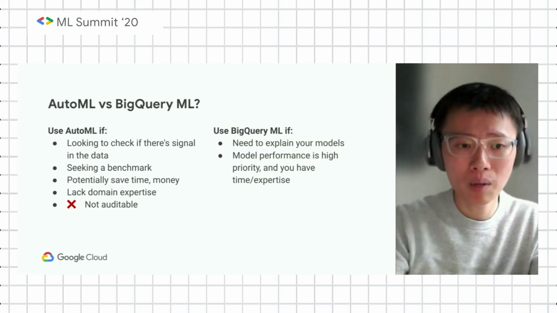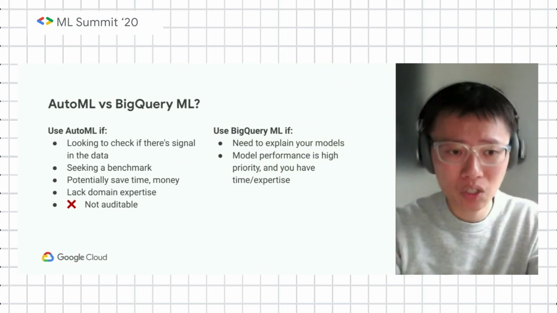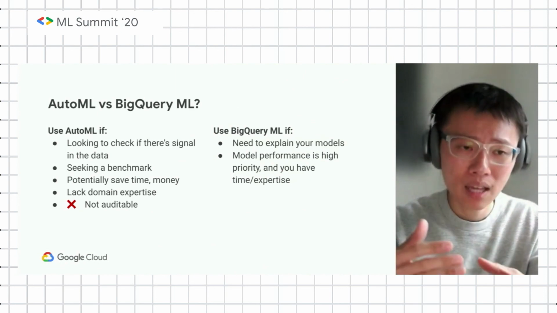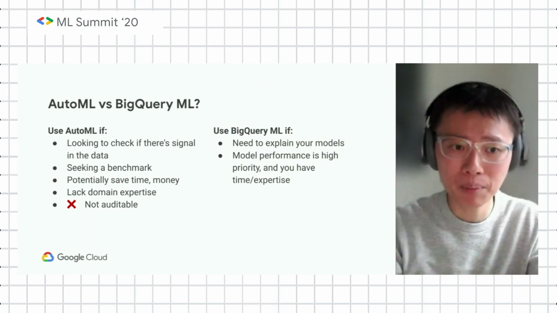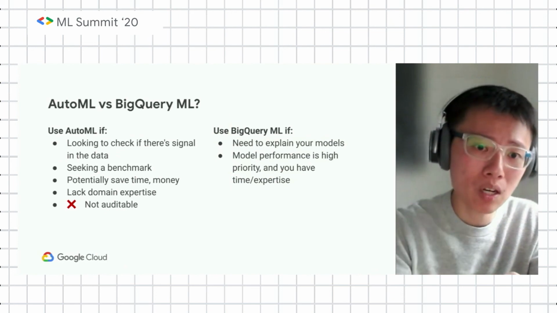One con of using AutoML is, of course, it is not easy to audit. So if you're in an industry or a company in which all of your models have to be perfectly explainable, then AutoML is going to be a bit of a black box for you. So use BigQuery ML if you really need to explain your models.